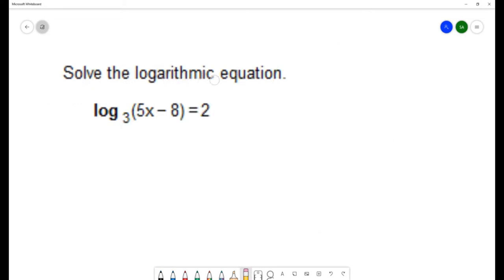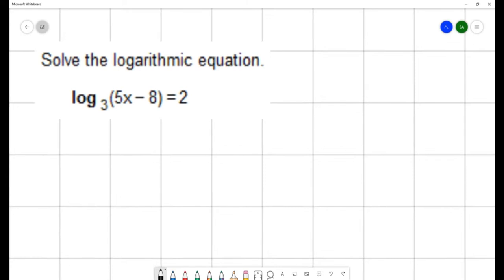Solve the logarithmic equation. Log base 3 of 5x minus 8 equals 2. In this log equation, I have log only on one side of the equation. So I'm going to use a method that converts this to an exponential equation.